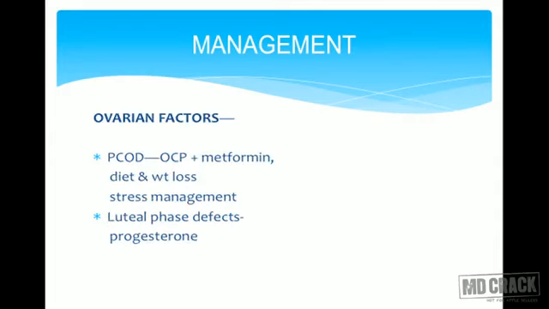Ovarian factors, very common factor, and we said it's treatable. So PCOD, we can either go for OC pills for 3 months, metformin, weight reduction, diet, stress management, and then we can start induction of ovulation along with clomiphene citrate or FSH and LH. Luteal phase defect, we should give progesterone supplements.